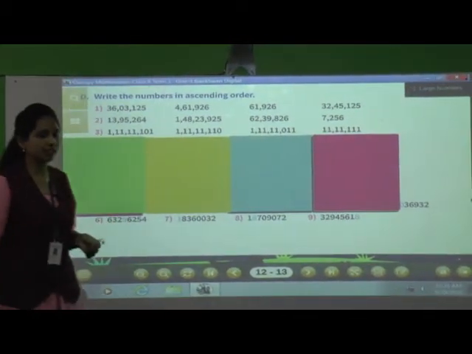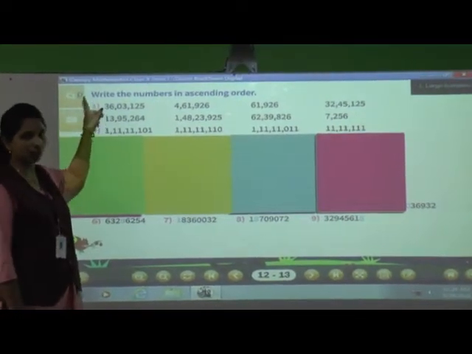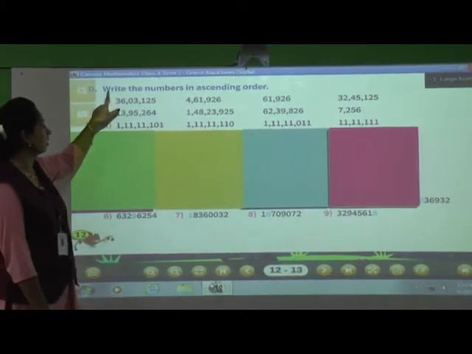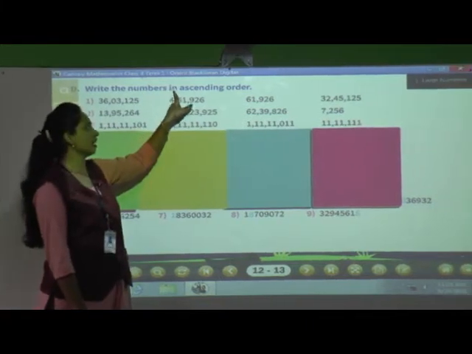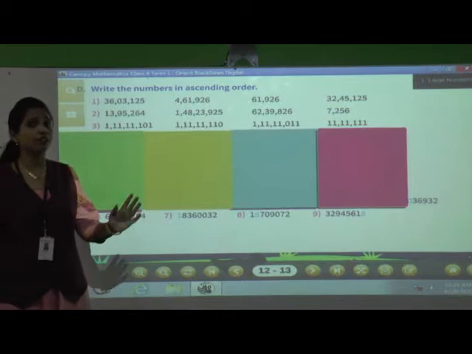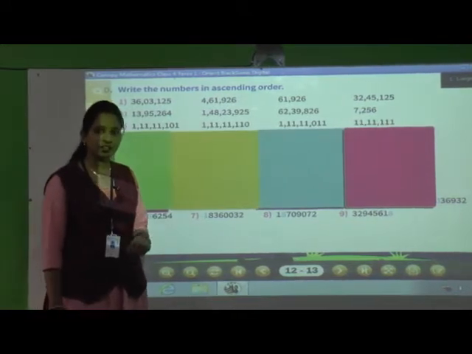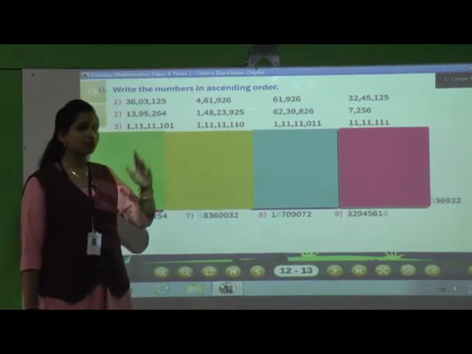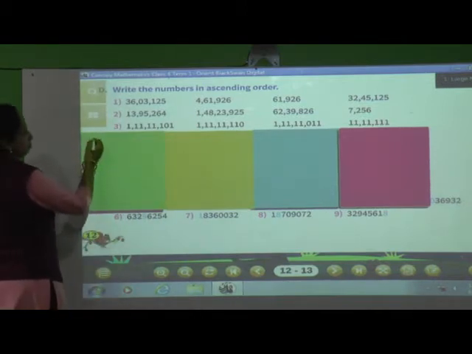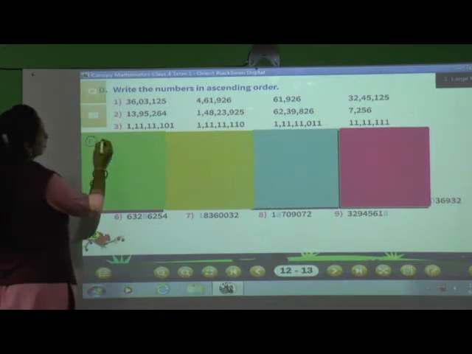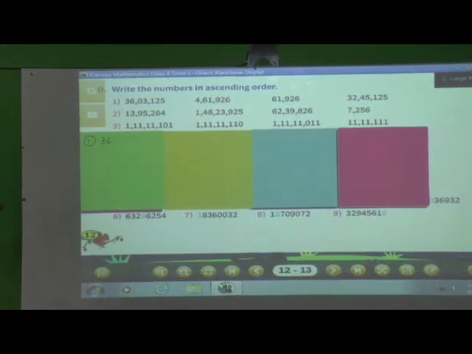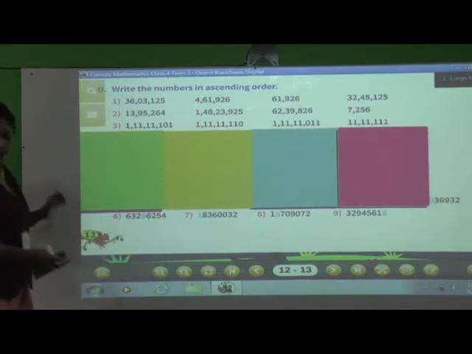Today we will start the D question from exercise 1.7. What is the D question? Write the numbers in ascending order. First of all, what does ascending order mean? Ascending order means smallest to largest. Now I am going to solve that question. No need to write it again, the numbers are already there. I will explain here only.